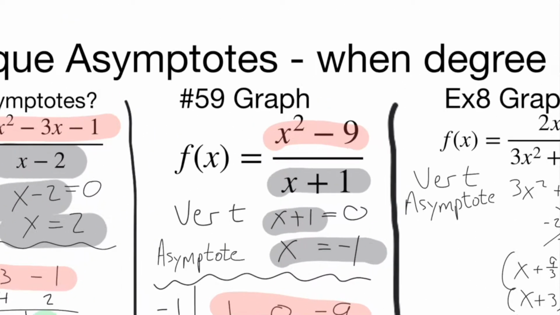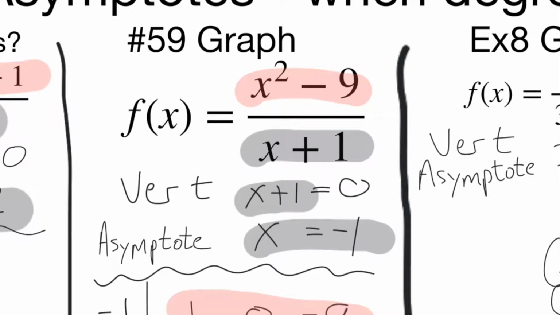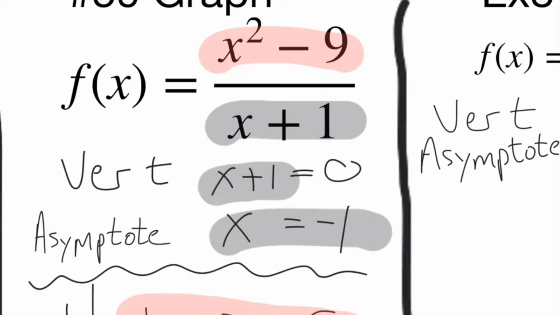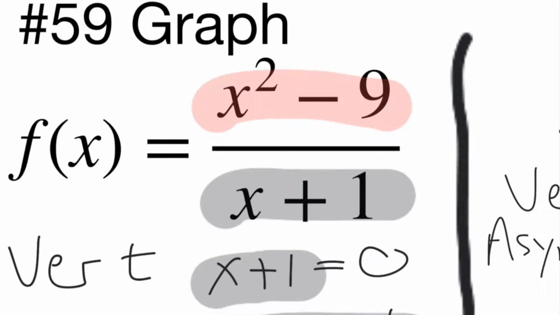Check it out. Graph this. f of x equals x squared minus 9 over x plus 1. So let's do our normal first vertical asymptote analysis. We have to ask ourselves, when is the denominator equal to 0? Well, it equals 0 when x plus 1 is equal to 0, x equals negative 1. That's the vertical asymptote. Let's find the oblique asymptotes, because I can predict there's going to be one.